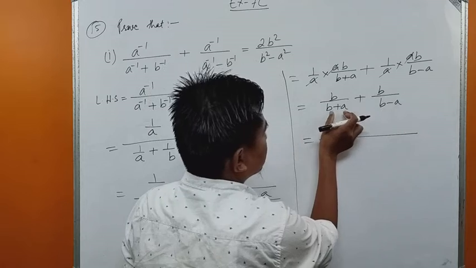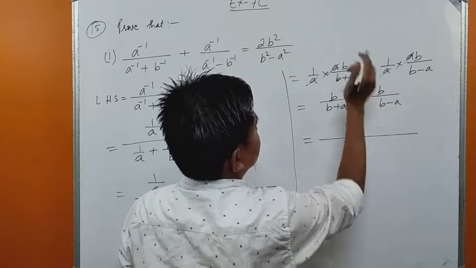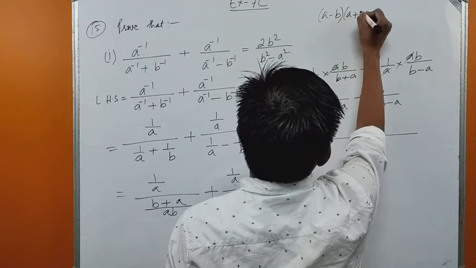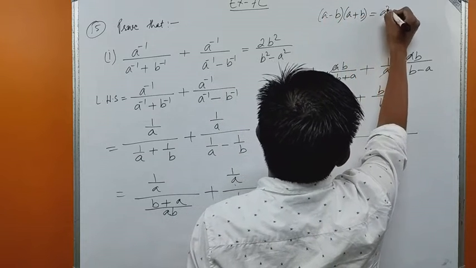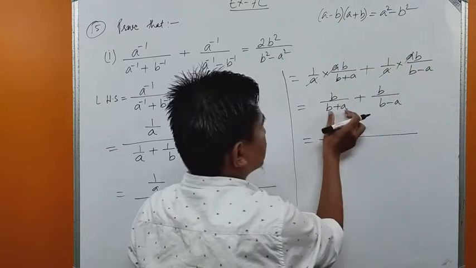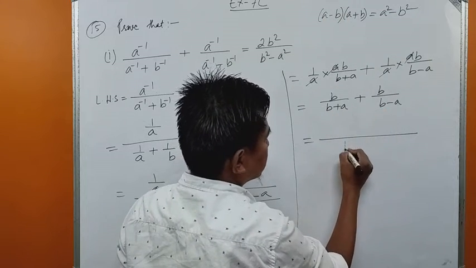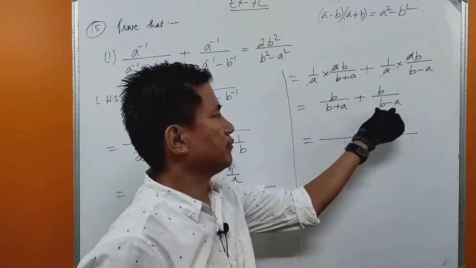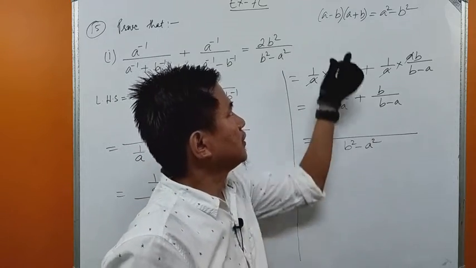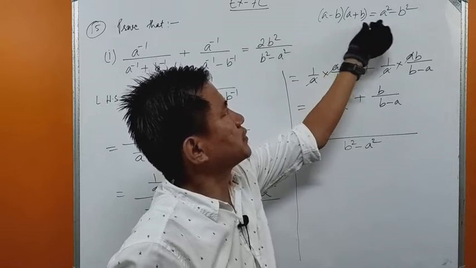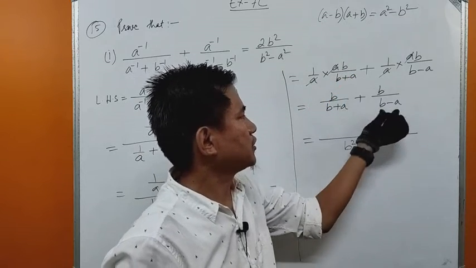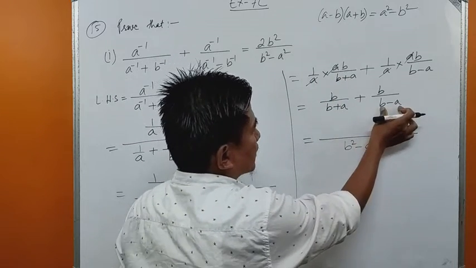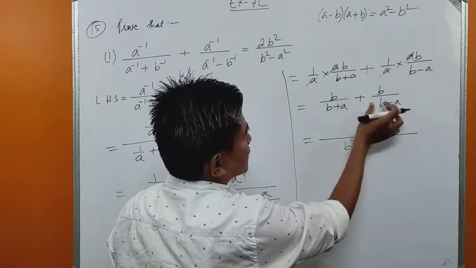We must take the LCM of the denominators to add these fractional numbers. So b plus a into b minus a, we know the formula, a minus b into a plus b equals a square minus b square, isn't it? So b plus a into b minus a is b square minus a square, isn't it? When we multiply these two numbers we get this, a plus b into a minus b is a square minus b square, so b plus a into b minus a is b square minus a square.